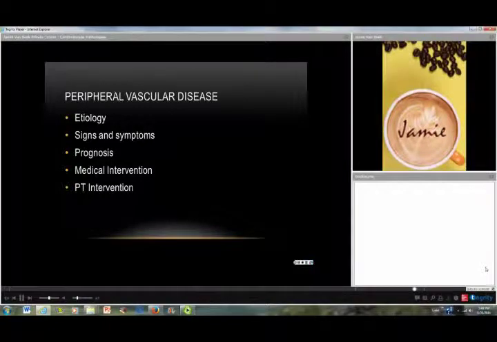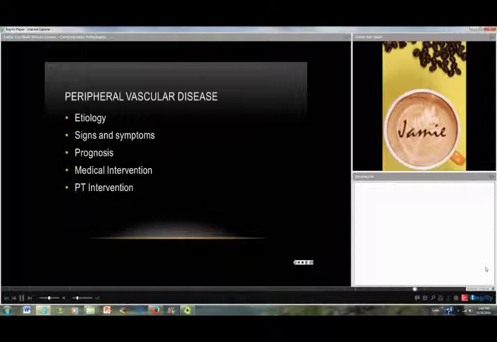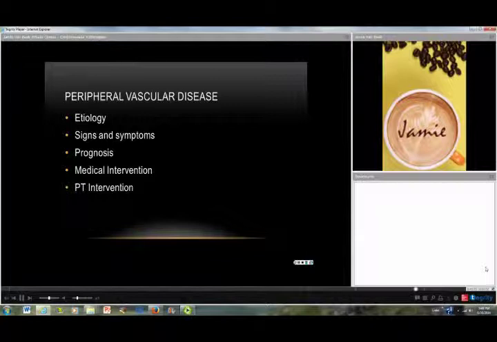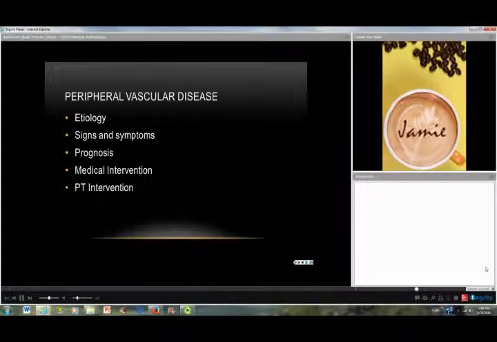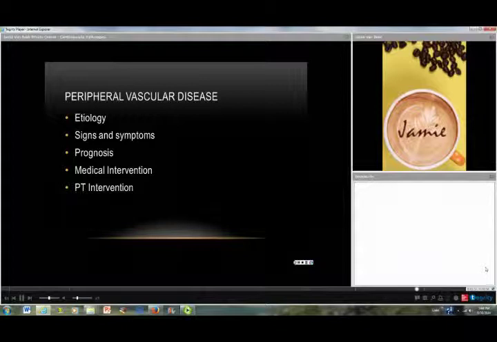I think that is like the main, but of course your book talks about that ulcers could go gangrene, could lead to amputations. I think we've covered all the points there for peripheral vascular disease.